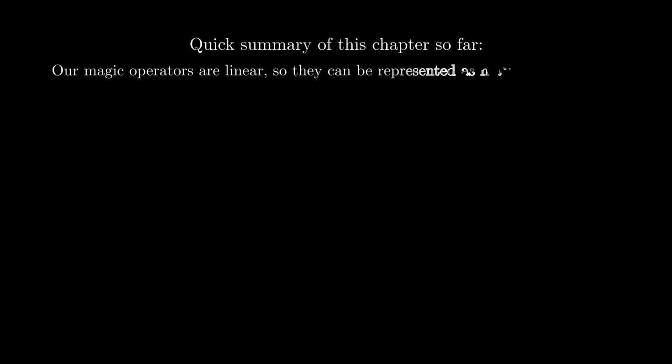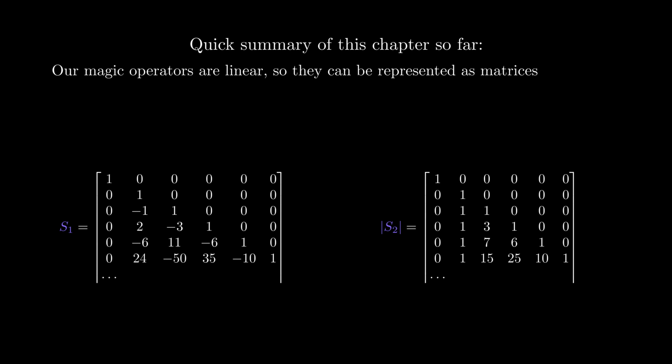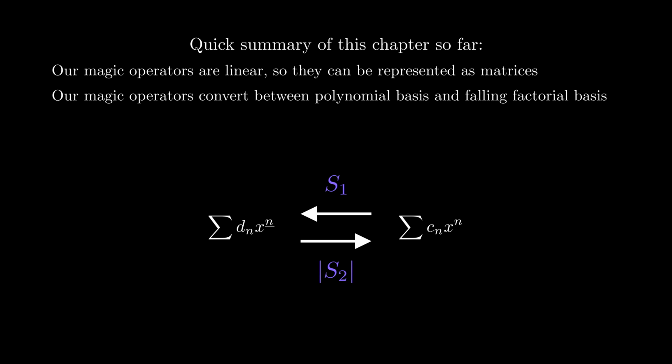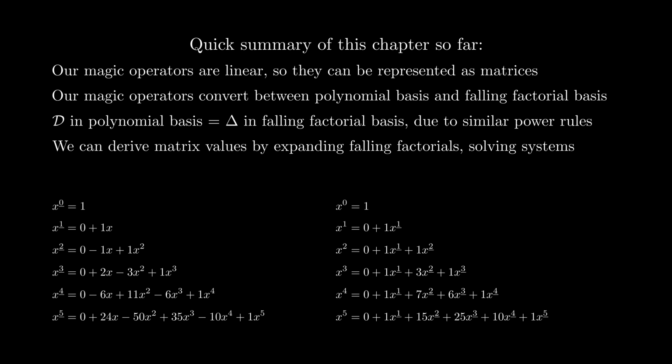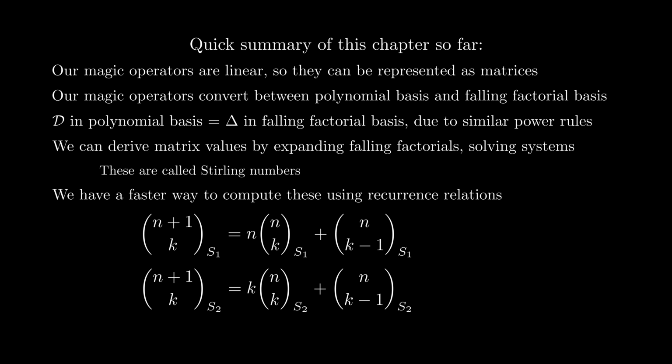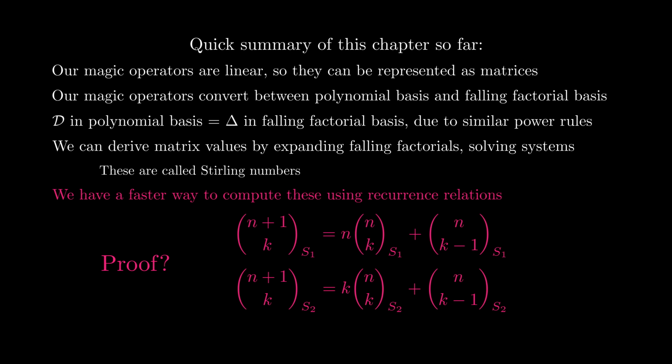Let's do a quick recap of what we just covered so far. We now know that our magic linear operator is actually just a matrix. The way this linear operator works is by converting powers x to the power of n into falling factorials and vice versa, as a change of basis. And so the derivative and forward difference behave the same in their respective bases, thanks to similar looking power rules. This tells us how the values in the matrix are obtained, and these numbers are called Stirling numbers. On top of that, although we have a naive way of computing them, we do have a much faster and easier recurrence relation. All that's missing now is to prove that these recurrence relations actually work.